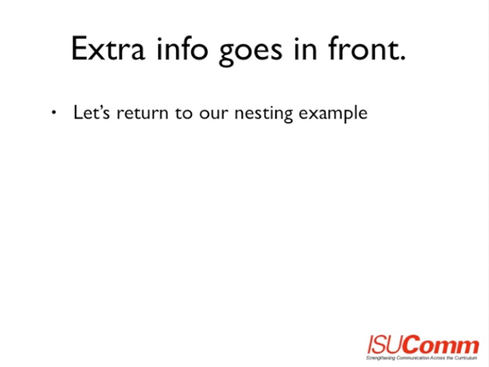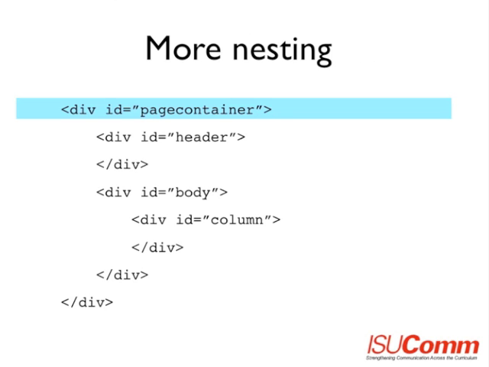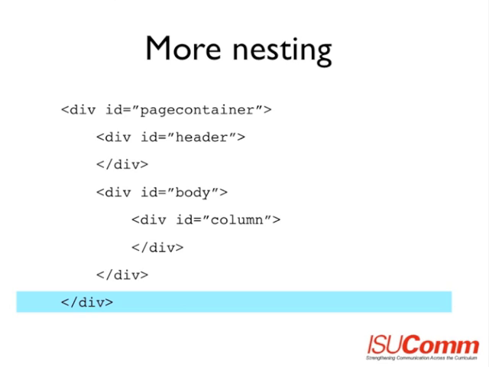Our final rule that we have when we're working with HTML is that any kind of extra information that we want to add to a tag needs to go in that first tag. So let's return to our nesting example to see how this works. Now, if we look at the opening tag for the div called page container, we see that we didn't want this div just to be a plain old div tag. We wanted to give it a name so we could tell it apart from the other ones. Now, the place to do that is in the first tag, because as we see in the closing tag, we're not actually putting the ID also in the closing tag. We only need that in the first tag.